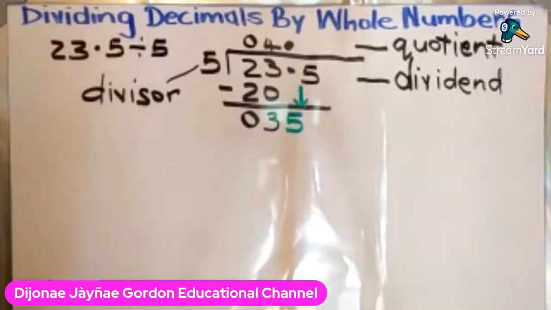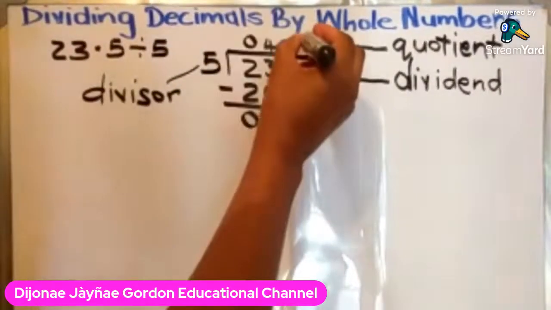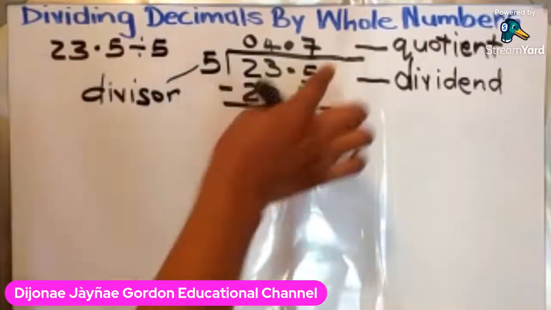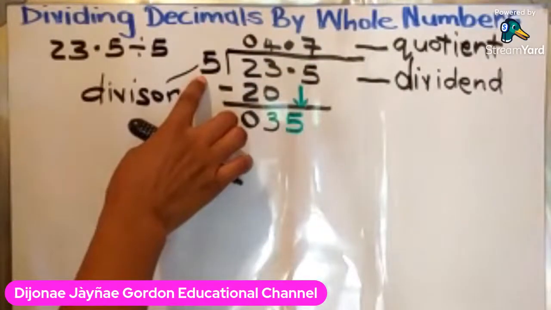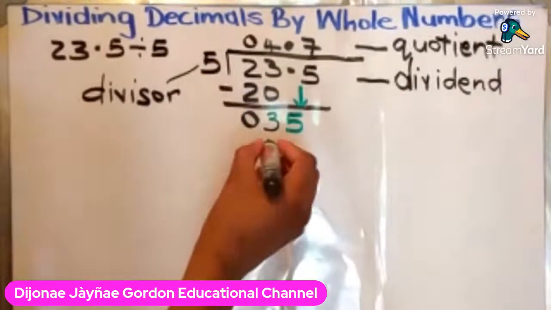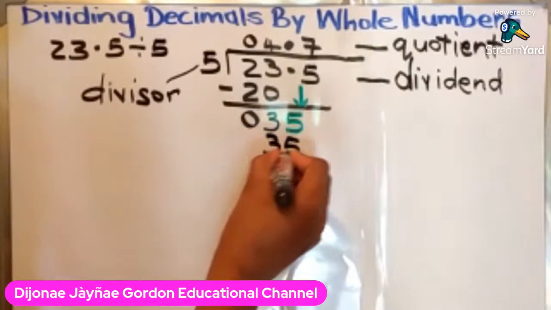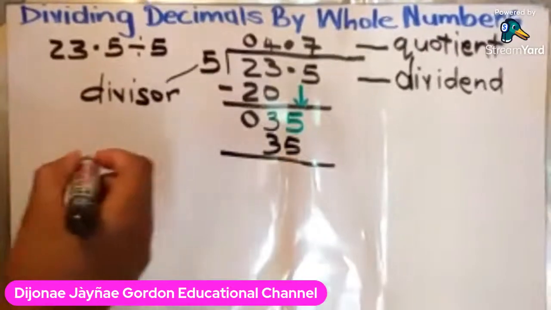When I bring my 5 down and put it beside my 3, I now have 35. How many groups of 5 can I get from 35? We can only get 7 groups. So I'm going to put my 7 right here. Now the next step is to multiply. I'm going to take this 7 and multiply it by this 5. And 7 multiplied by 5, or 5 multiplied by 7, you get 35.